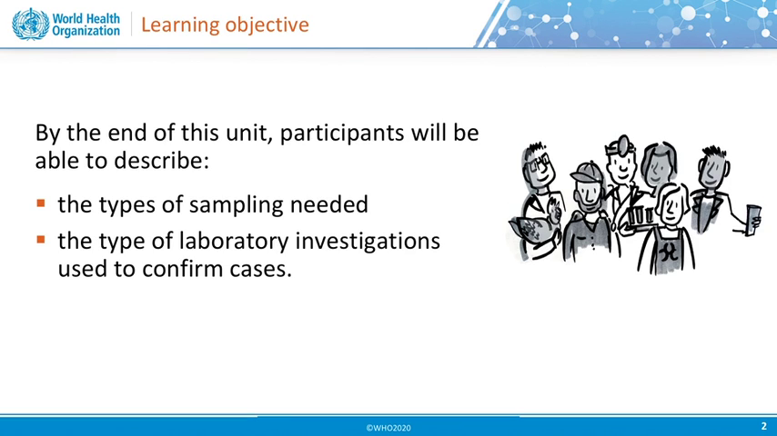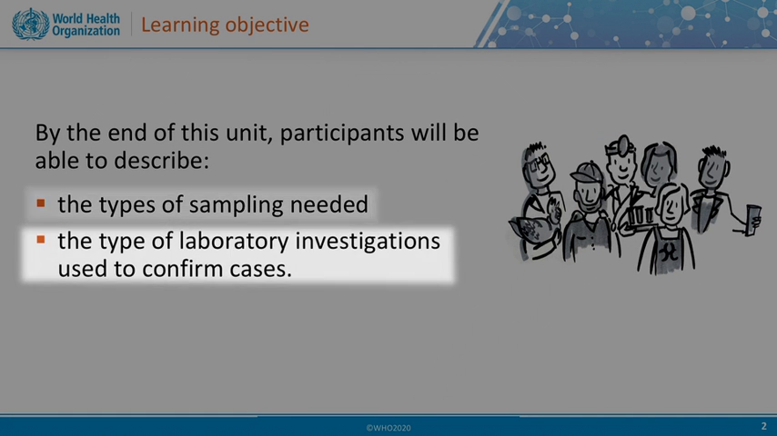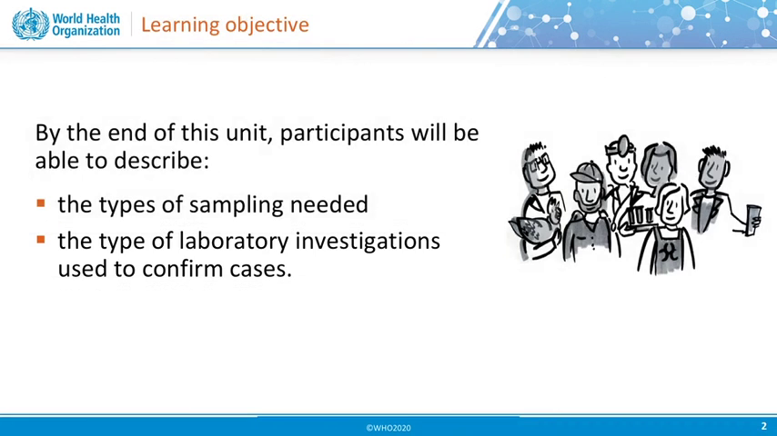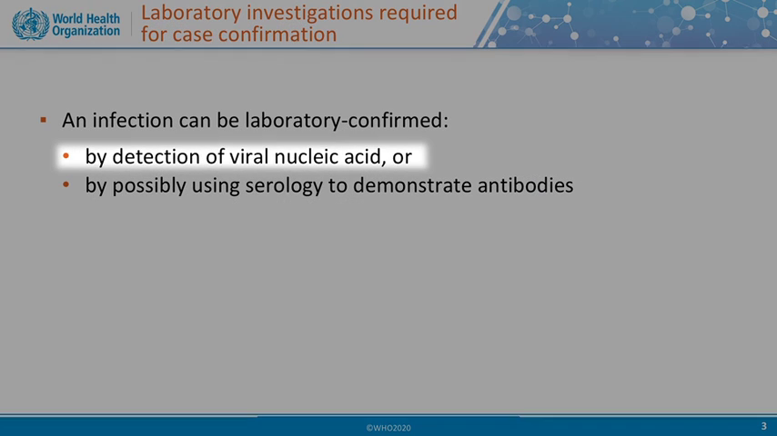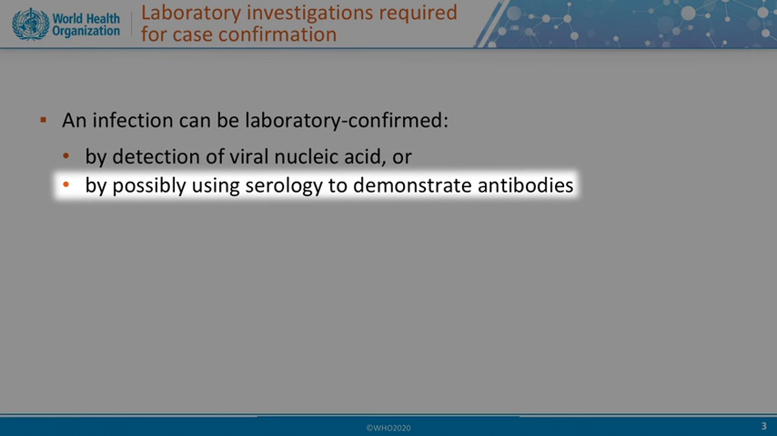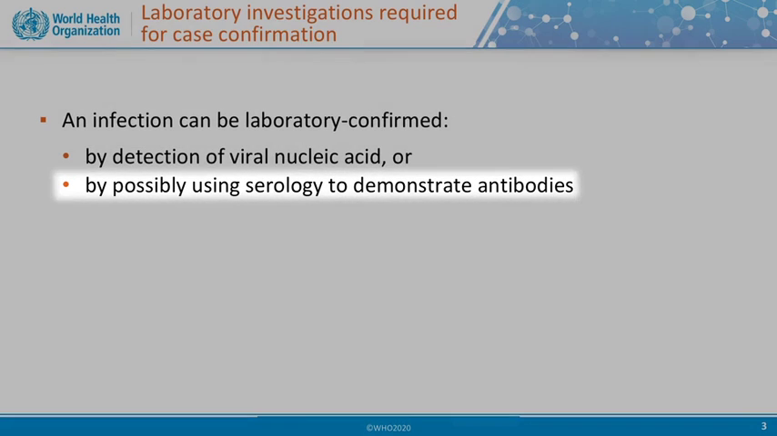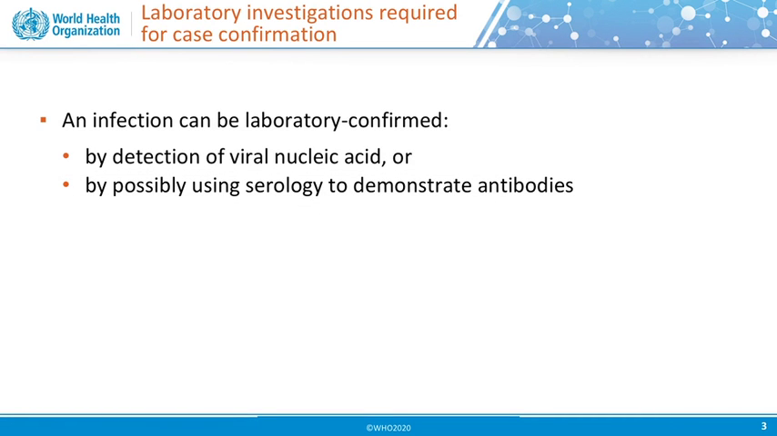So the learning objectives for this short course, we want you to be able to describe different kinds of sampling needed and the type of laboratory investigations used to confirm cases of COVID-19. We usually use real-time PCR to detect viral nucleic acid in samples, but in some cases we can use serology to look for antibodies. In these cases, it might be used to investigate an outbreak or to retrospectively confirm an infection. If you're using serology, you must ensure that 2 serum samples are collected, one from the patient in the acute phase of illness and one in the convalescent phase of illness.